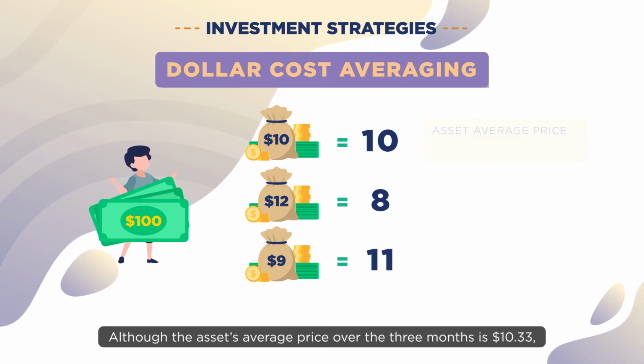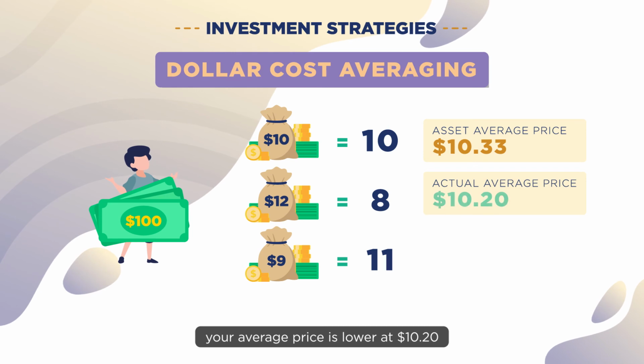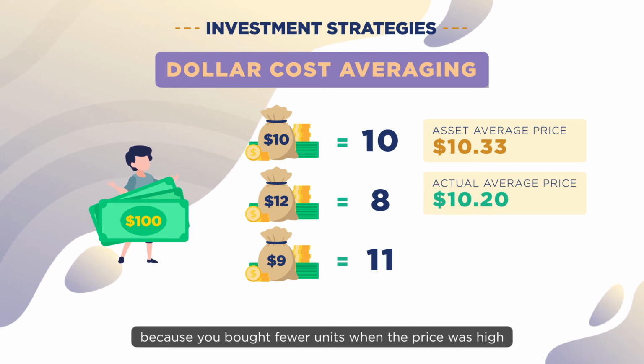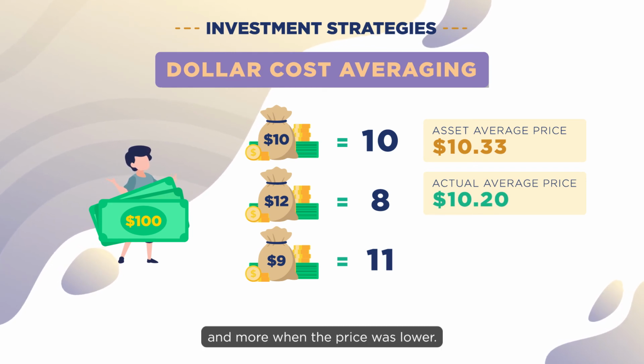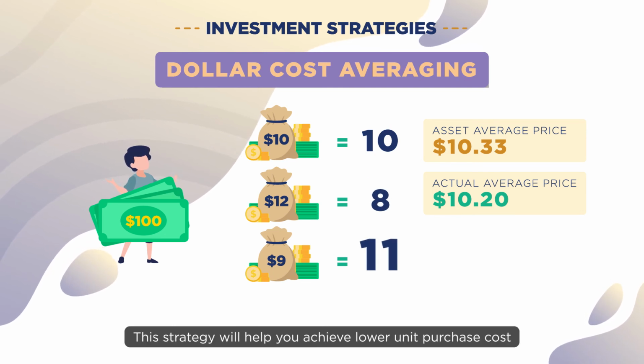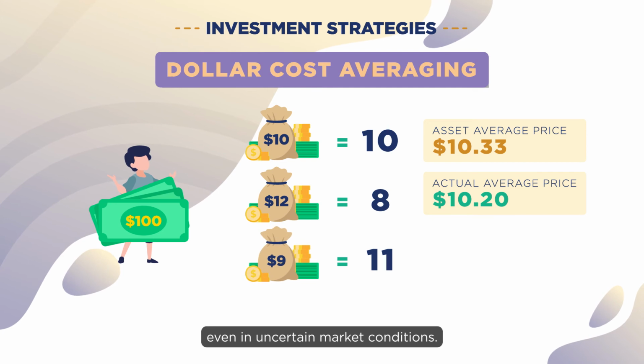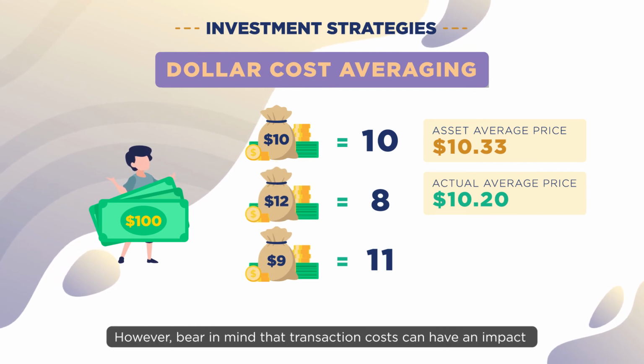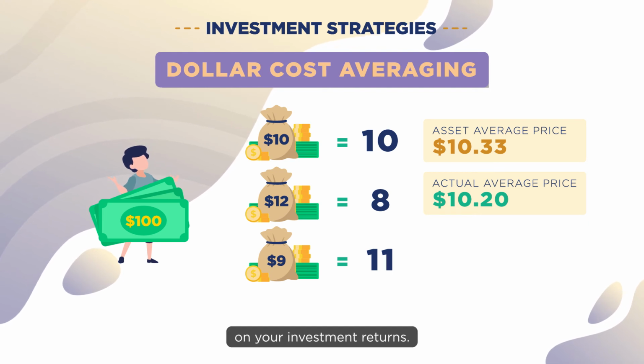Although the asset's average price over the 3 months is $10.33, your average price is lower at $10.20 because you bought fewer units when the price was high and more when the price was lower. This strategy will help you achieve lower unit purchase costs even in uncertain market conditions. However, bear in mind that transaction costs can have an impact on your investment returns.